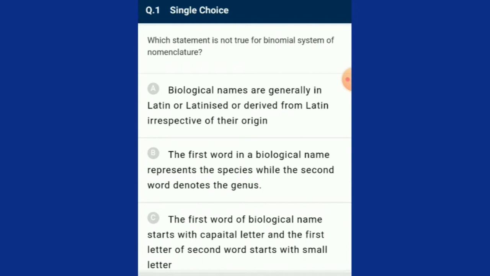So the incorrectly given option is option B. The first word in the biological name represents the species name while the second word denotes the genus name. That is the incorrect sentence about binomial nomenclature.